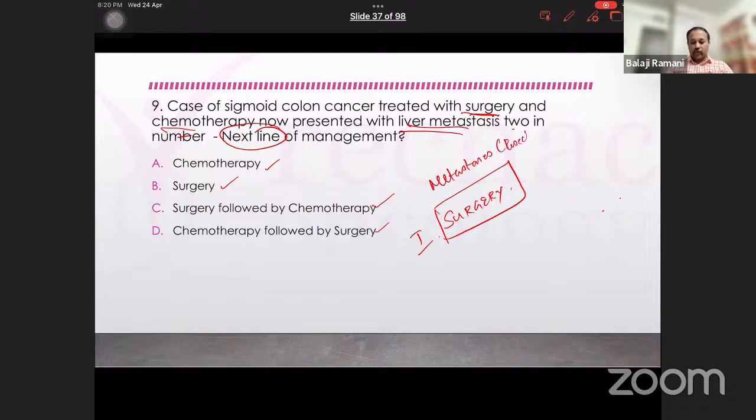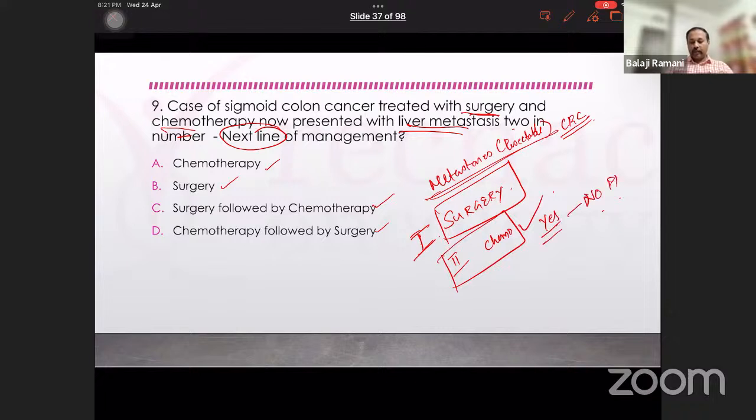So the question that you look for in any kind of metastasis scenario is whether it is a resectable metastasis or not, as far as colorectal cancer is concerned. If it is resectable, the first treatment is going to be surgery. And then secondly, do you give chemo or not? Chemo will be given if there is no prior chemo which has been given. So what will this scenario be?